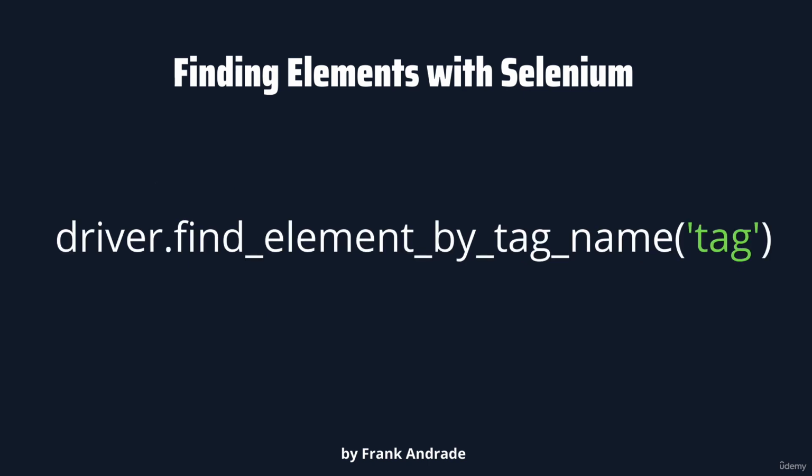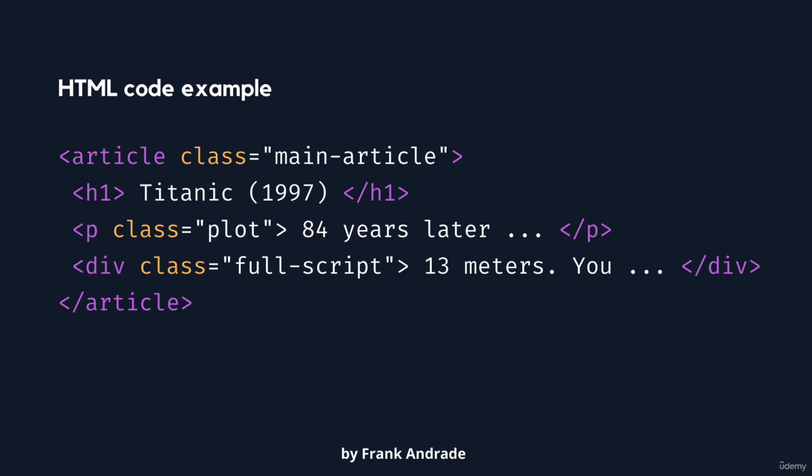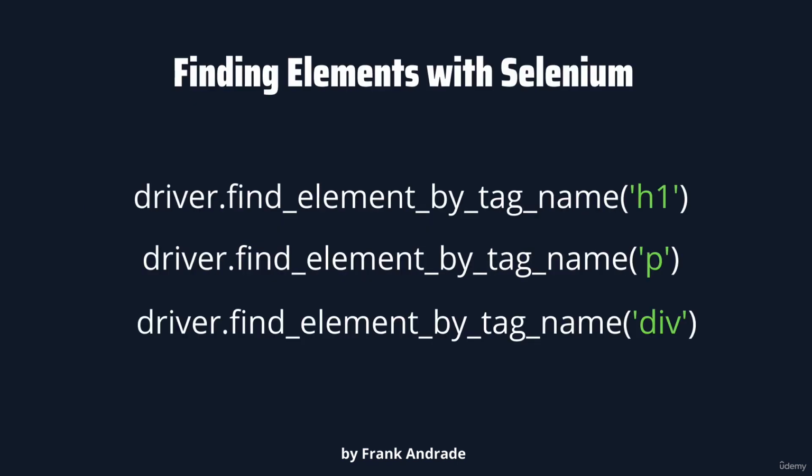Now, you can also locate elements by tag names. This is frequently used when you want to locate multiple elements with the same tag name. For example, rows inside a table. Now, let's locate the same elements, but now by tag name. We're gonna locate the title, which is inside an h1 tag, the plot inside a p tag, and the transcript inside a div tag. So to locate them, we write driver.find_element_by_tag_name, and inside parentheses, we specify the tag name, so h1, p, or div.